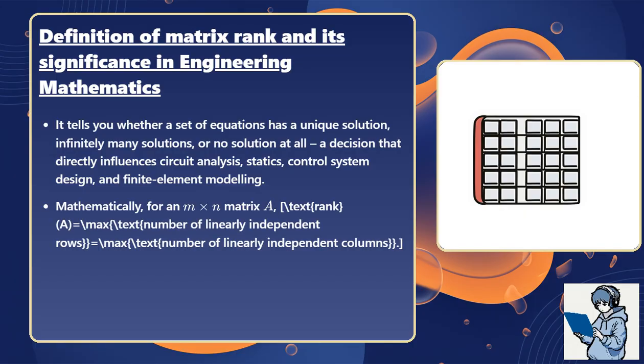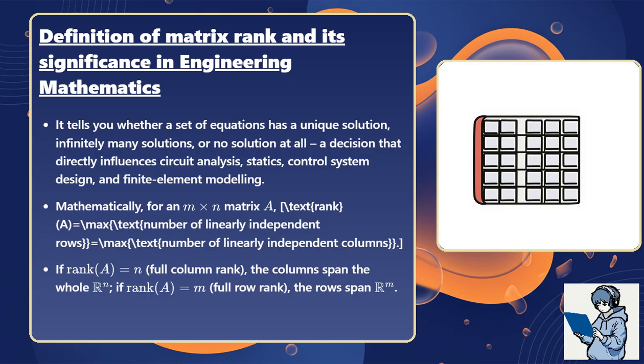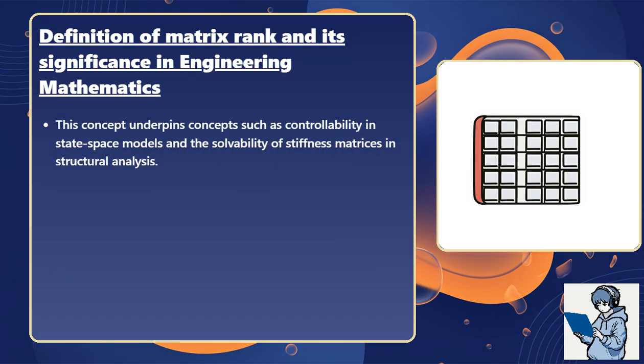Mathematically, for an M by N matrix A, rank of A equals the maximum number of linearly independent rows, which equals the maximum number of linearly independent columns. If rank of A equals N, full column rank, the columns span the whole real N space. If rank of A equals M, full row rank, the rows span real M space. This concept underpins ideas such as controllability in state space models and the solvability of stiffness matrices in structural analysis.